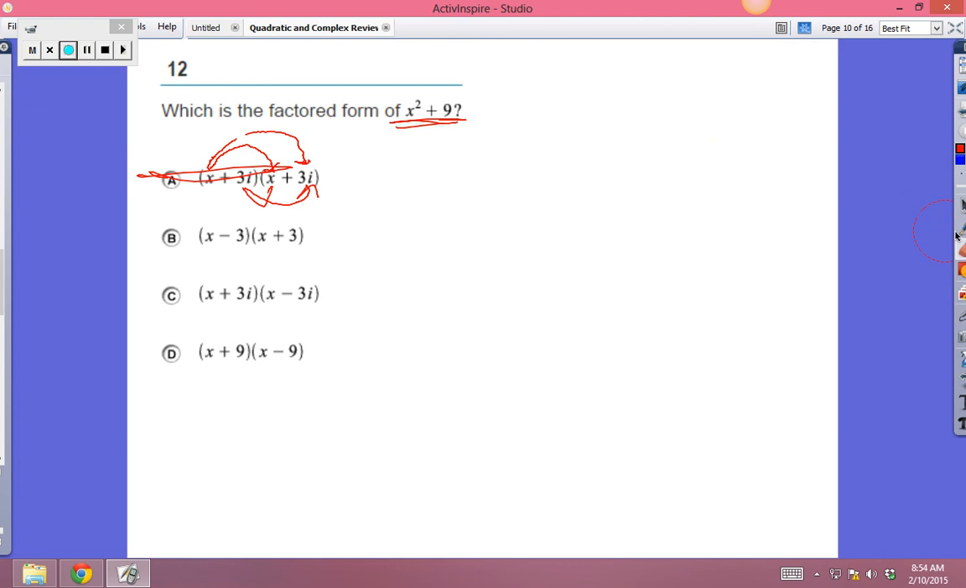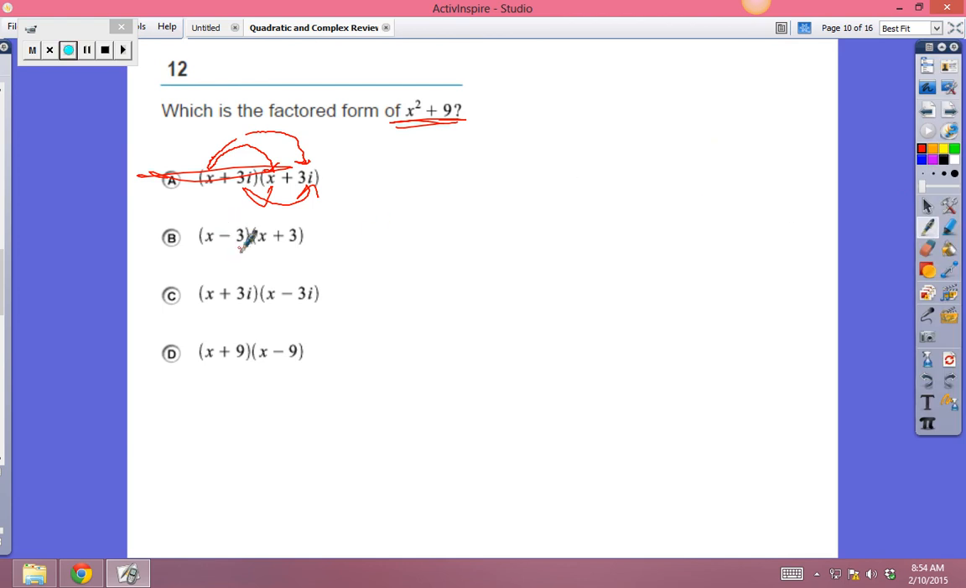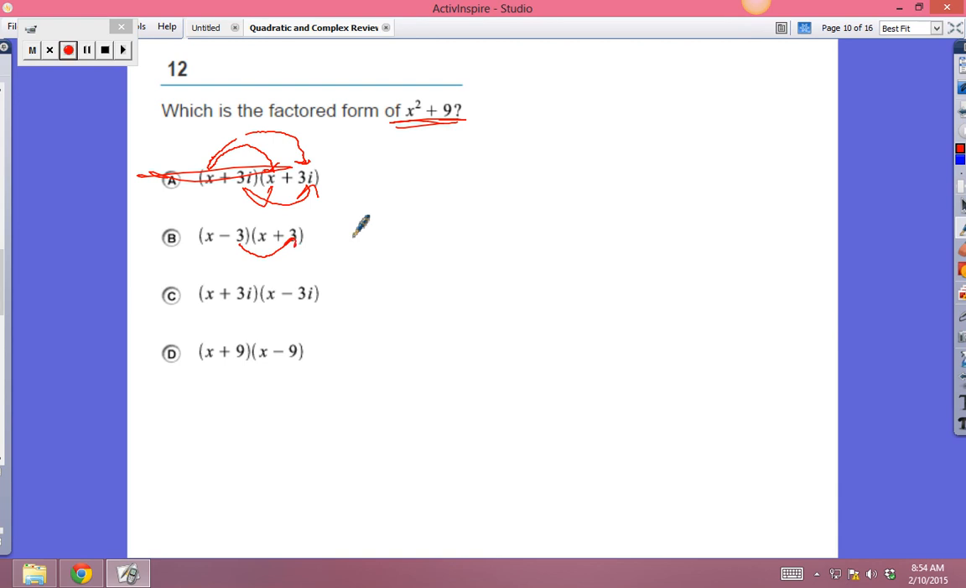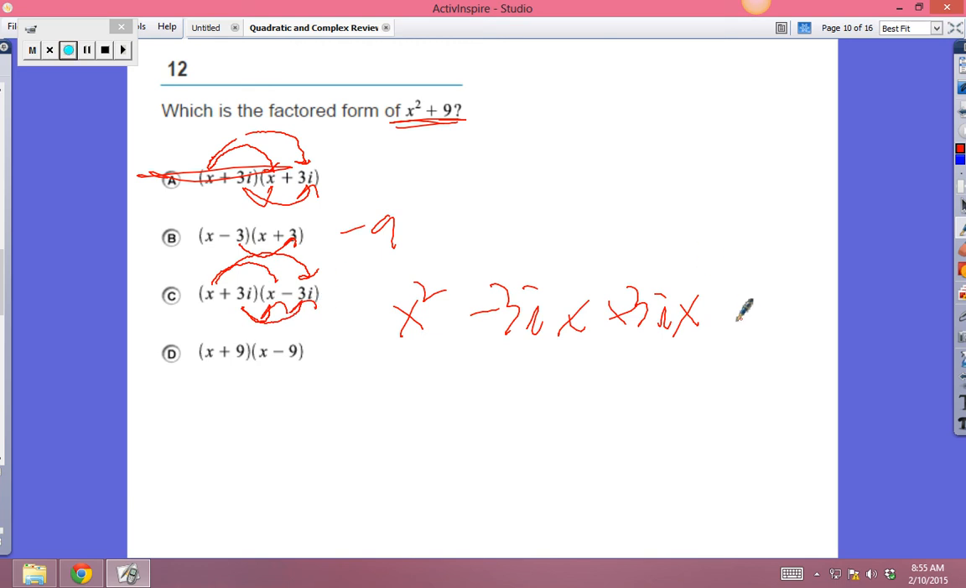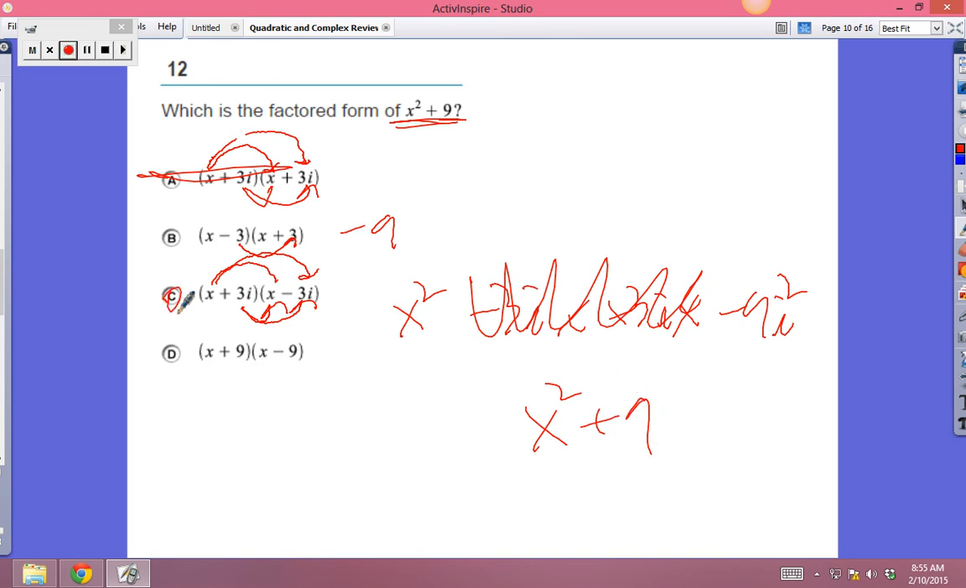B. It's not going to work, because if I multiply the negative 3 by the positive 3, that's going to give me a negative 9, and I need a plus 9. C, x times x is going to give me x squared. x times a minus 3i is a negative 3ix. 3i times x is a positive 3ix. 3i times a negative 3i is going to be a negative 9, and i times i is i squared. And i squared is a negative. So these zero out, and you got x squared and a negative negative 9. So that's x squared plus 9. So that is C.